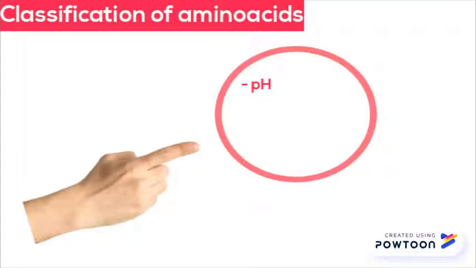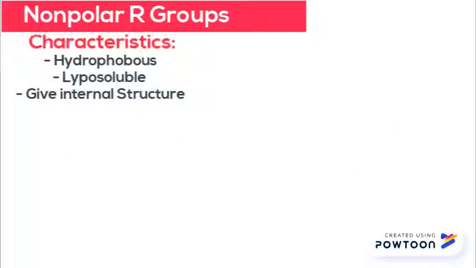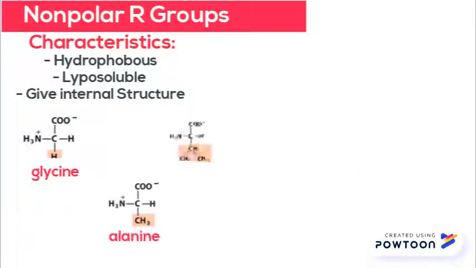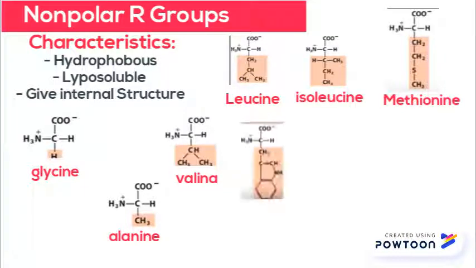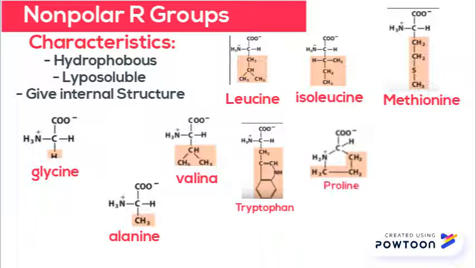Classification of amino acids. Amino acids can be classified depending on their pH, their charge, and their H bonding ability. One of these classifications is the nonpolar R groups. The characteristics are that they're highly hydrophobic, liposoluble, and give internal structure. Some examples are glycine, alanine, valine, leucine, isoleucine, methionine, tryptophan, proline, and phenylalanine.